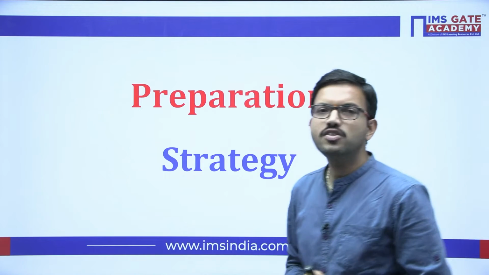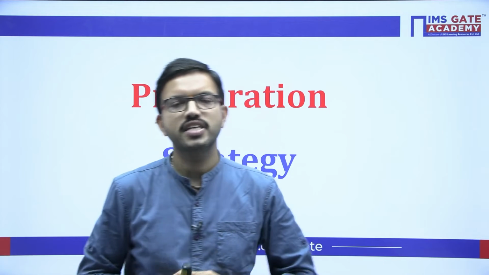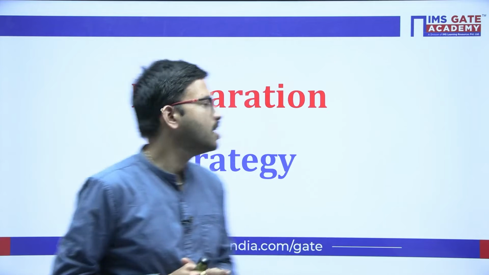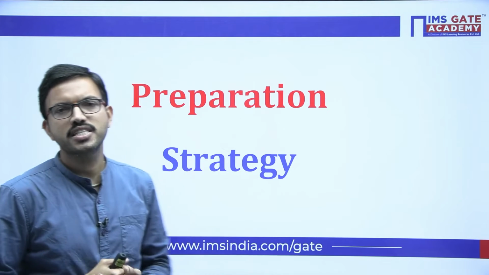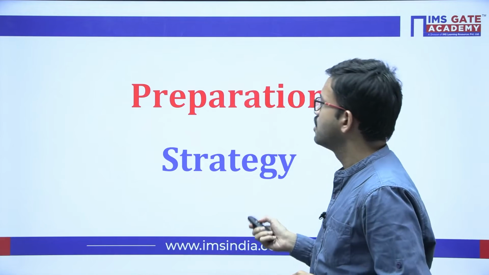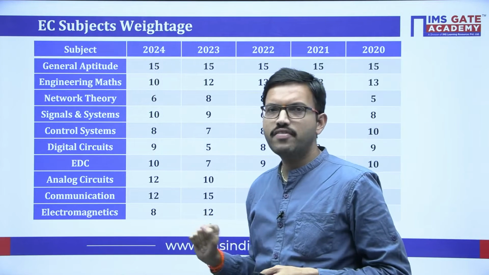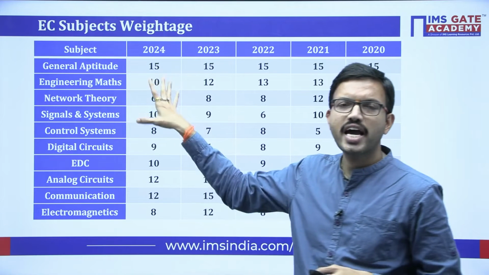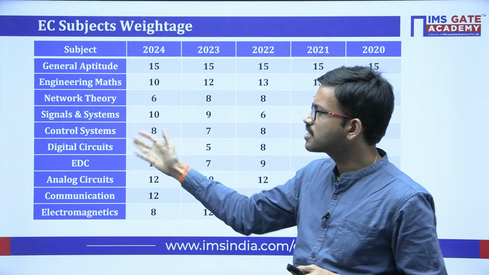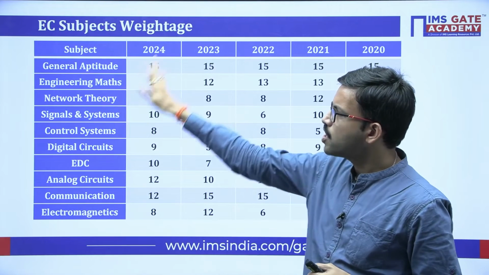So up to now we have discussed the complete overview with respect to the GATE syllabus, cutoffs, everything. Now, with this understanding, let us proceed to the preparation strategy. I hope all of you are eagerly waiting for this moment. First and foremost, with respect to the GATE exam you have a total of 10 EC subjects: general aptitude, engineering maths, network theory, signals, controls, digital, EDC, analog, communication and EMFT. So all the 10 subjects.